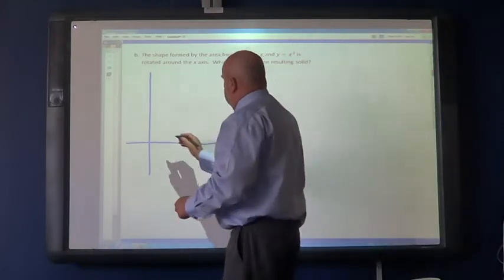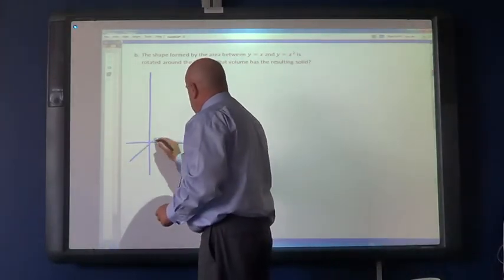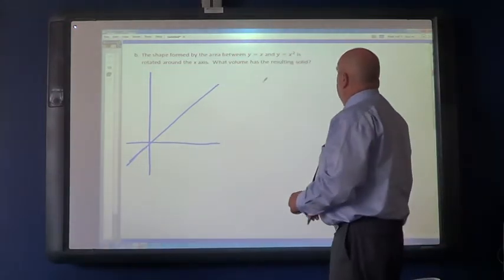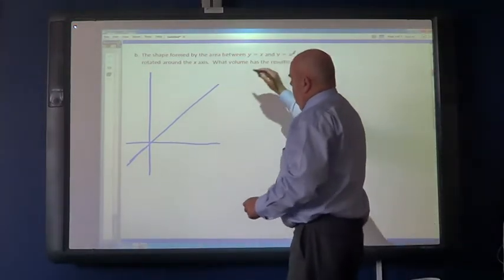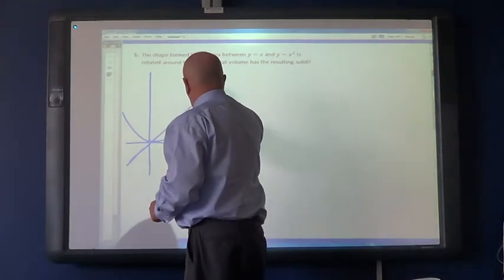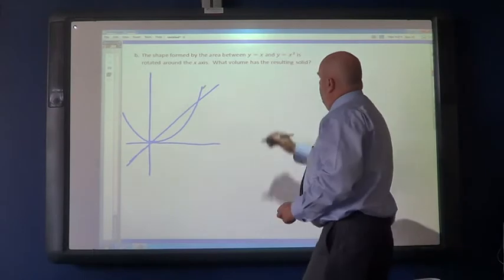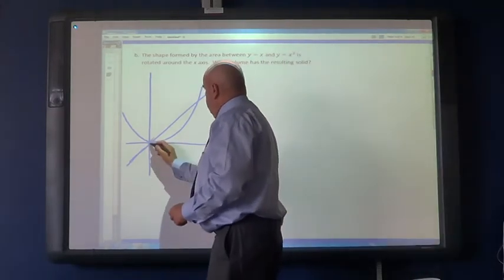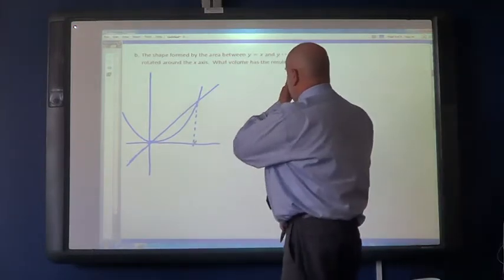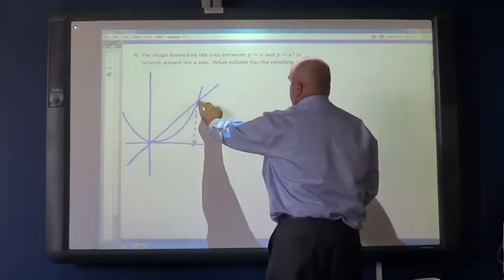Firstly, our straight line y equals x, well, we know it's going to pass through the origin because there's no constant term there, is there? And we know that this is the stock standard parabola. So they intersect like as follows. And to find where they do intersect, well, it's fairly obvious that they intersect where x is equal to 0.